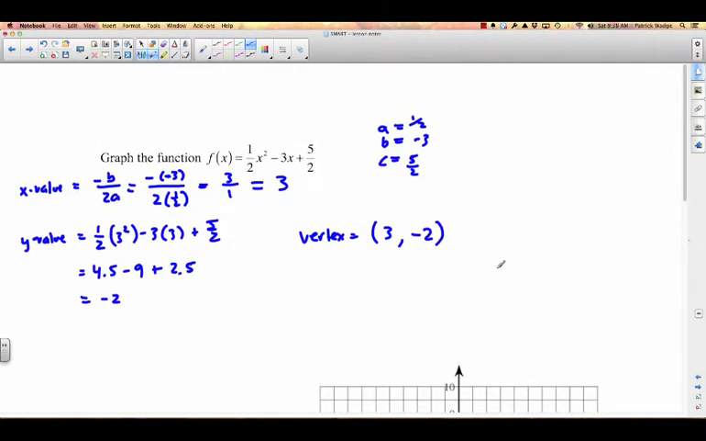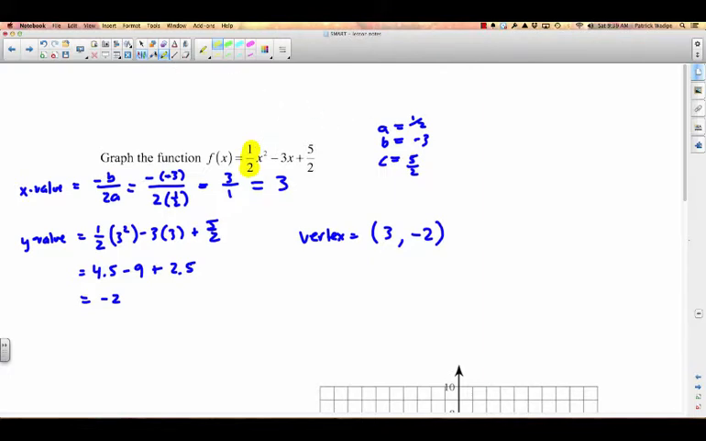Alright, does it face up or down? Well, how do you know? You look at the a value, just like in standard form. Remember in standard form there was an a value? Well, the a value in general form is exactly the same. It tells you the same information. So because this is positive, you know this is going to face up. And because it's between 0 and 1, you know this is going to be a wide parabola.